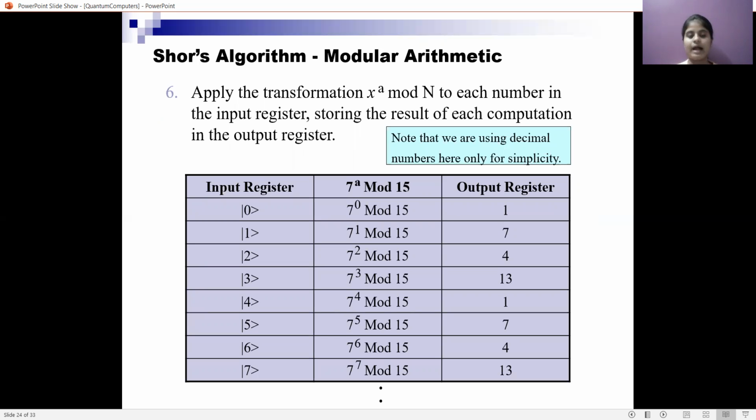Modular arithmetic. Apply the transformation x to the power a mod n to each number in the input register, storing the result of each computation in the output register. We are using decimal numbers here only for simplicity. And here are the inputs and outputs.